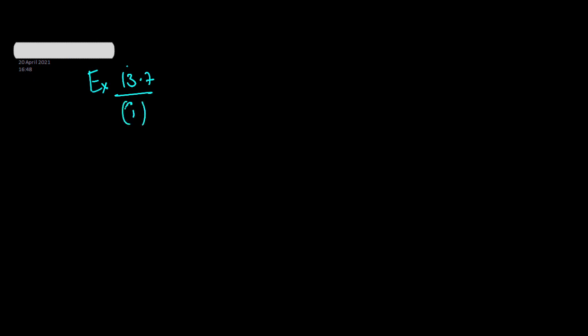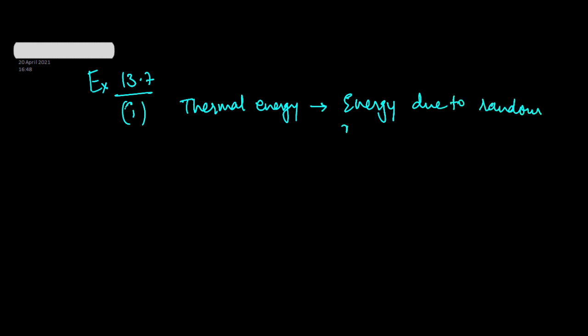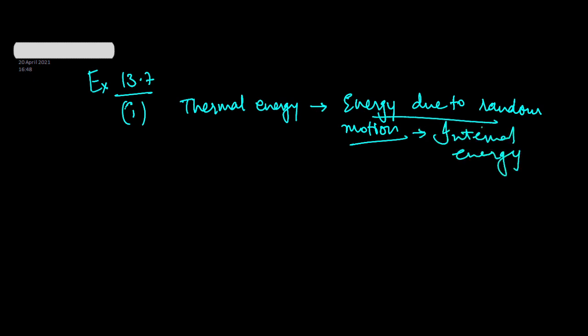Okay, so what's the question? Estimate the average thermal energy. Now this is something new. What is the meaning of thermal energy? Thermal energy is nothing but energy due to random motion. Okay, energy due to random motion is called thermal energy. We don't call it that, we call it internal energy. Okay, this is nothing but internal energy here.